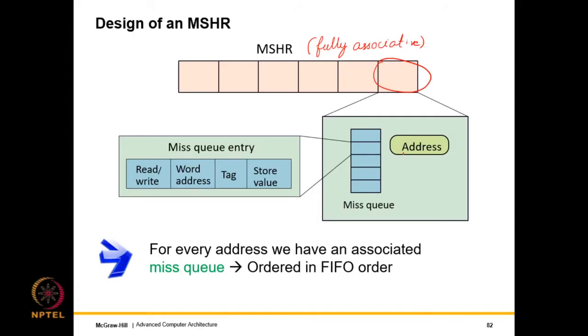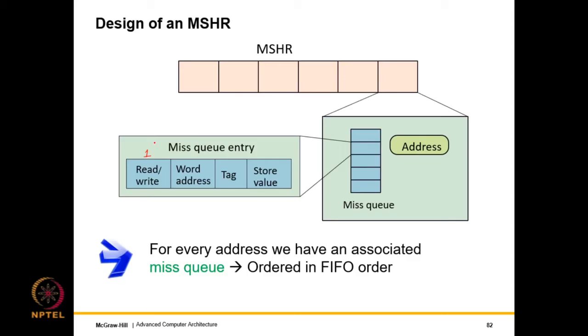Furthermore, each entry has a miss queue. Each entry of the miss queue is called a miss queue entry. Its fields are as follows. The first field is read or write. This field refers to whether the particular access is a read or write, so it will be a 1-bit field. Next we have the word address. This is the address of the specific word within the block which led to a miss.